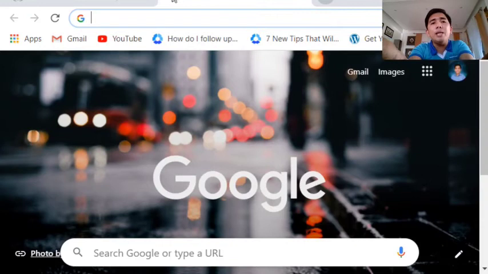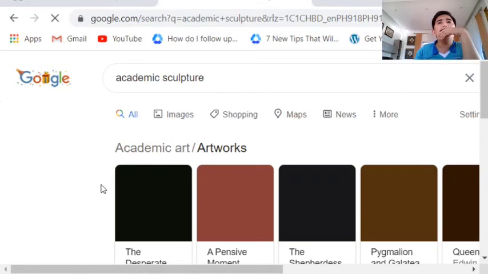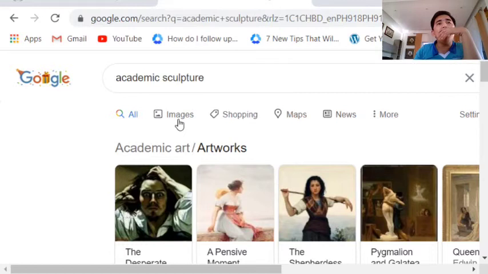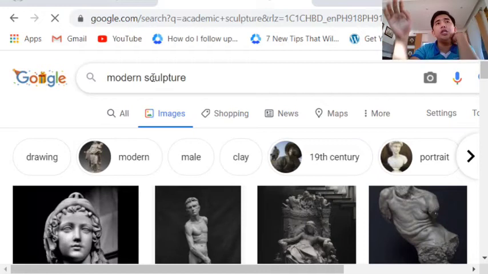Example, academic sculpture, for example. We're gonna search it over the internet. So, this is how it looks like. So, these are academic, inspired by Greece. Whatever the appearance, whatever the figure, that is what is made. How about the modern sculpture? Okay? So, we try to search the modern sculpture.